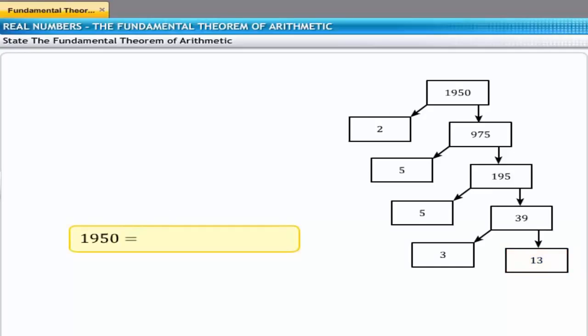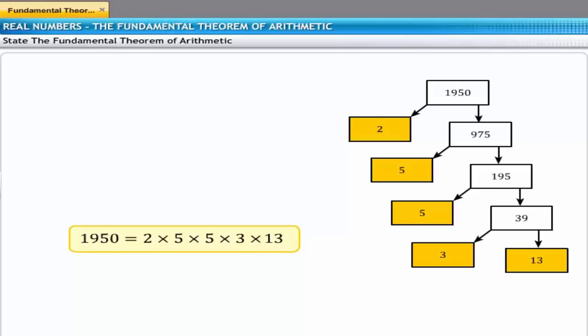Thus, we see that 1950 can be expressed as a product of 2, 5, 5, 3, and 13, each being a prime number. What is true for 1950 is true for any composite number you can think of.